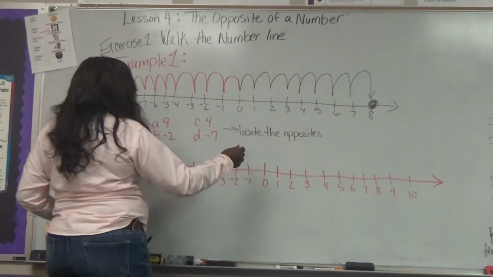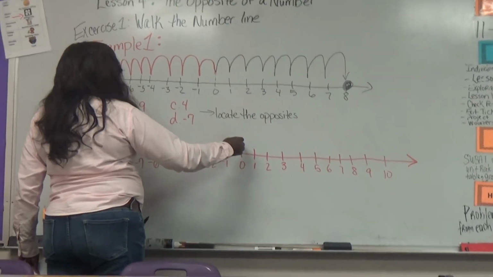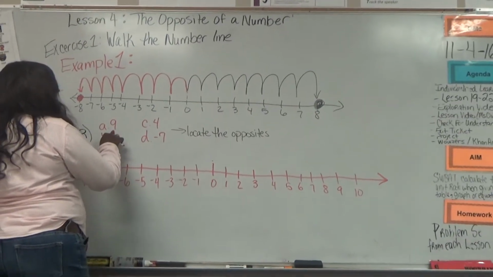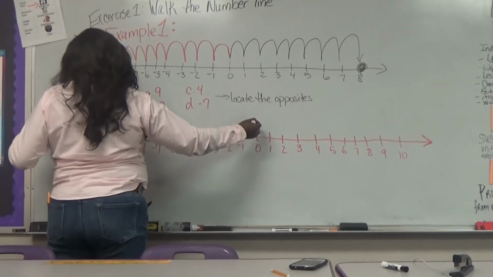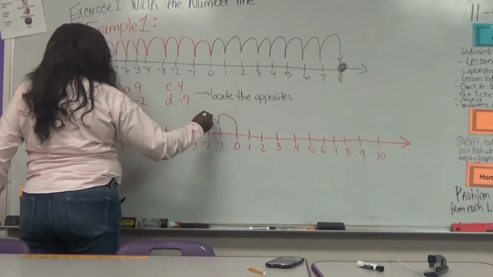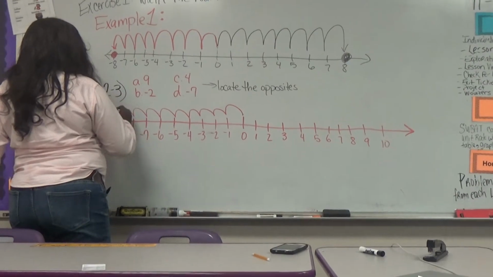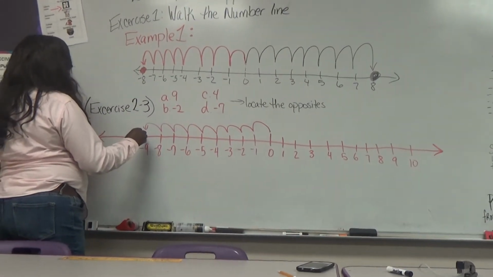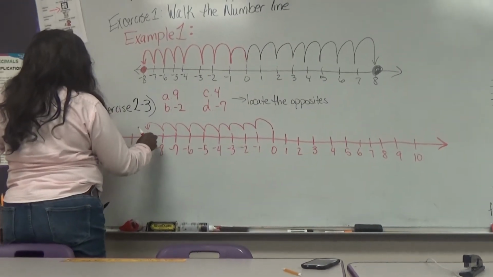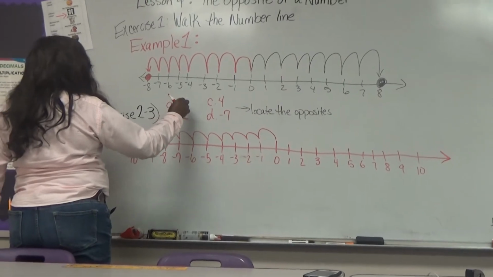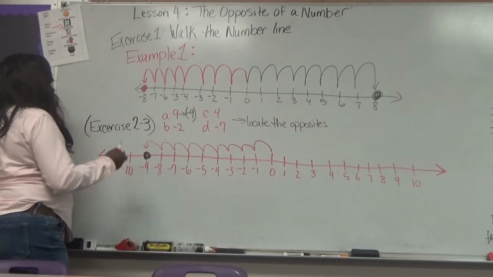So I'm going to put my mark on the 0. And which direction will I go, to the left or to the right? I need the opposite of a 9. To the left, because I know that the opposite of positive 9 is negative 9. So let's count over. 1, 2, 3, 4, 5, 6, 7, 8, 9. And I'm going to put a dot on negative 9 because this shows me the opposite of positive 9, which is a negative 9. So I should have a dot on negative 9.